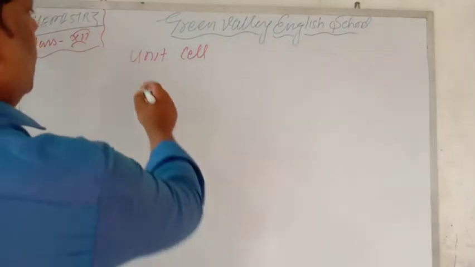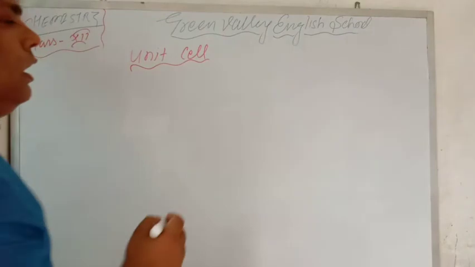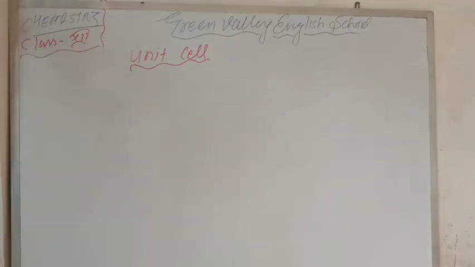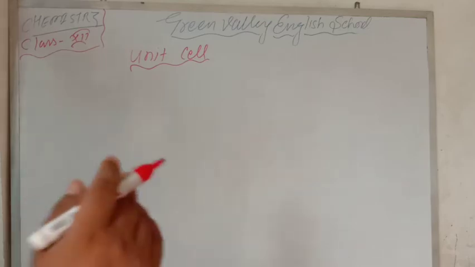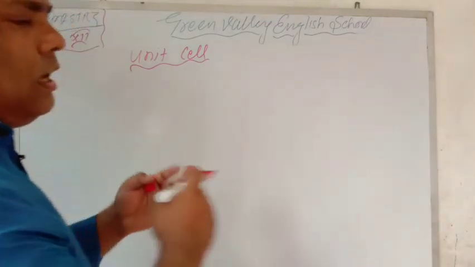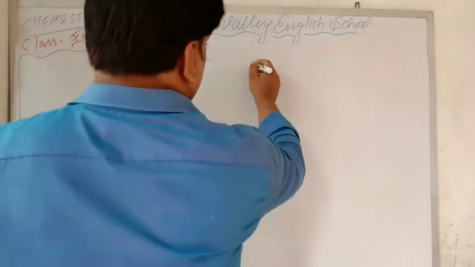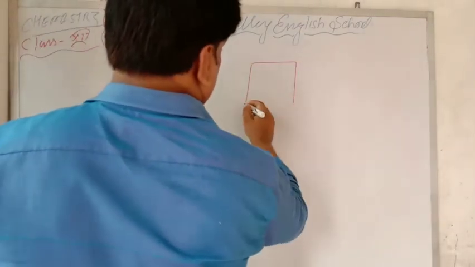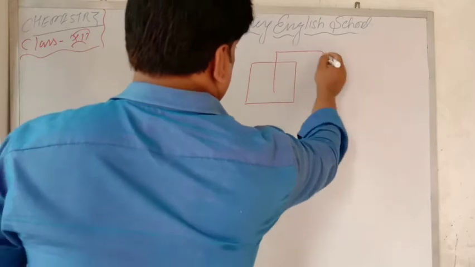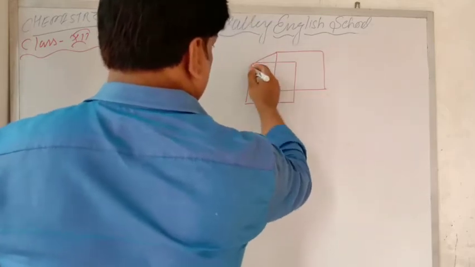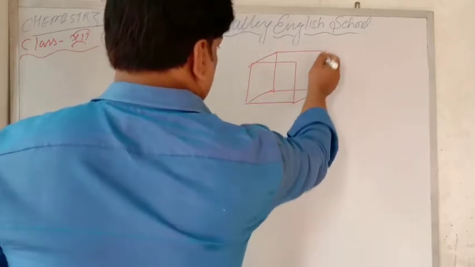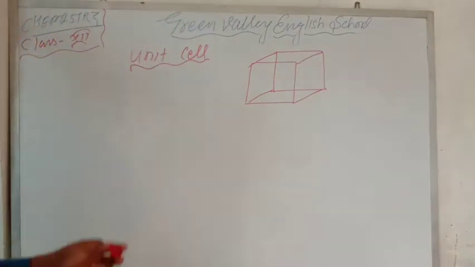Now, unit cell. What is a unit cell? Actually, a unit cell is the smallest portion of a crystal lattice which is repeated in the whole crystal. Suppose this is our unit cell.